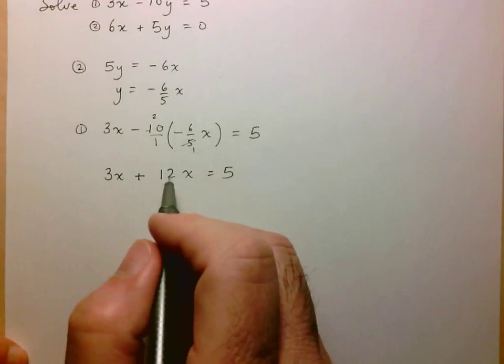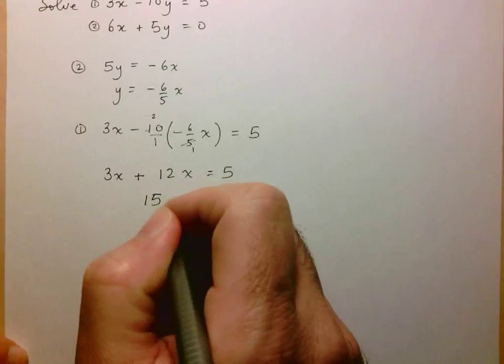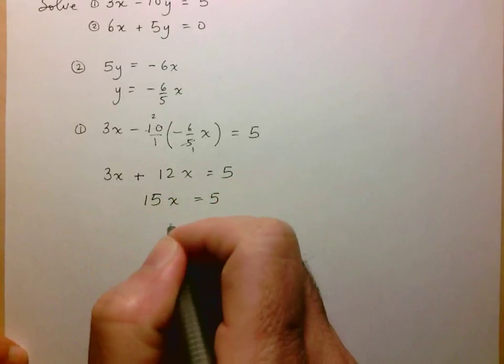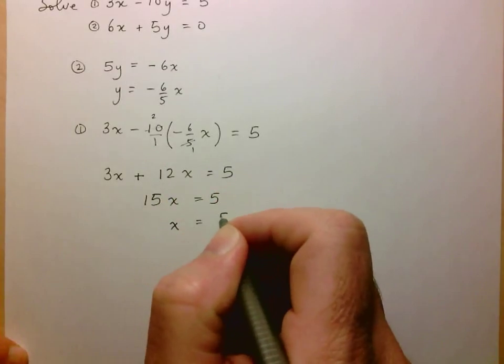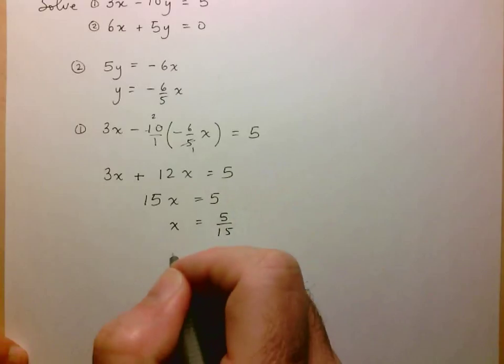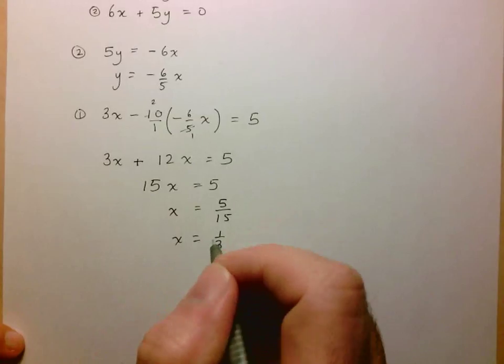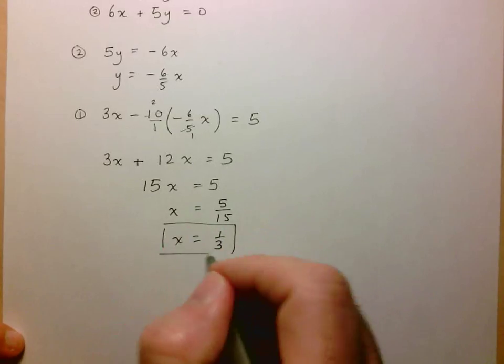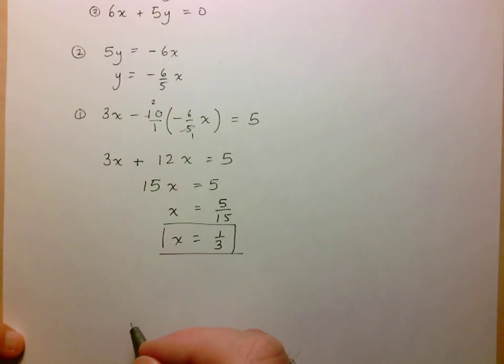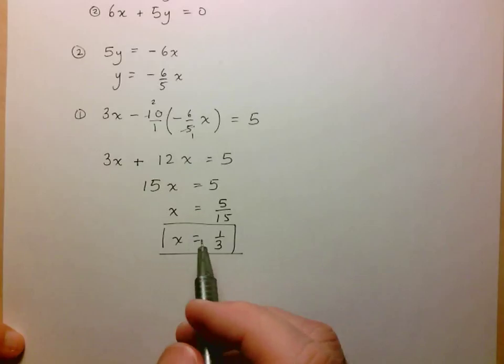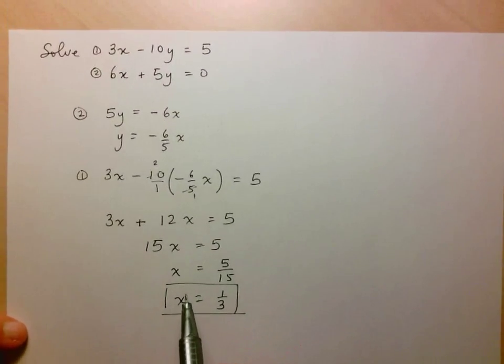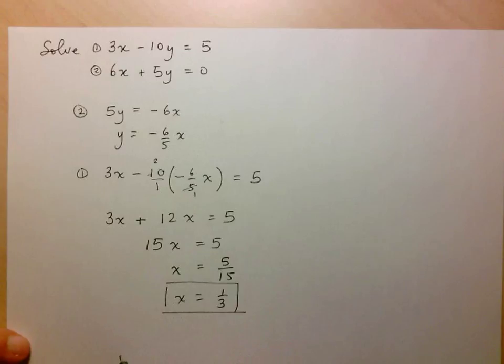Okay, so here let's take a look. We've got 3x plus 12x, that's 15x, equals 5, so x is equal to 5 divided by 15, which of course we're going to simplify to 1/3. So we have the x value is equal to 1/3. And now the last step is to substitute this back into one of the equations to solve for y.